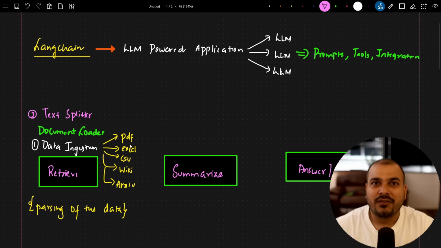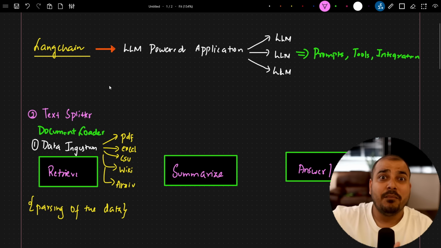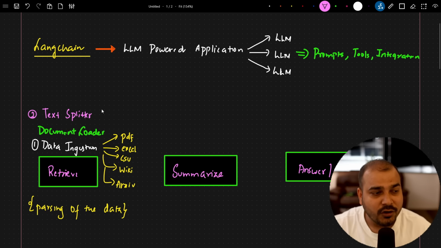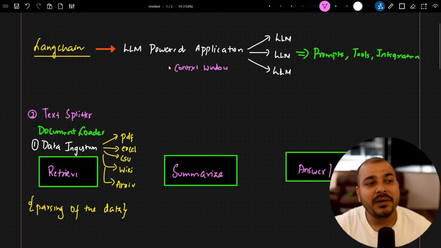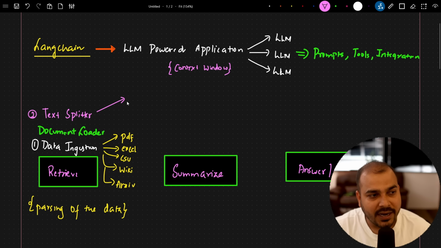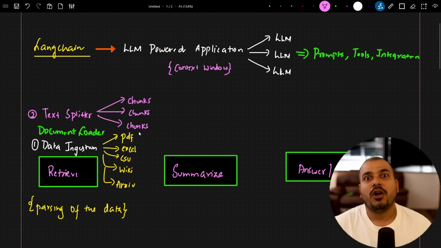Once you read the data from all these kinds of sources, right? I cannot just directly provide the entire data to my LLM model as a context, right? So why can I not provide it? Because there is a very important component called the context window. Every LLM has a limitation with respect to the context window. So in order to overcome this, once we read the data from the data source, we try to divide this data into smaller chunks.